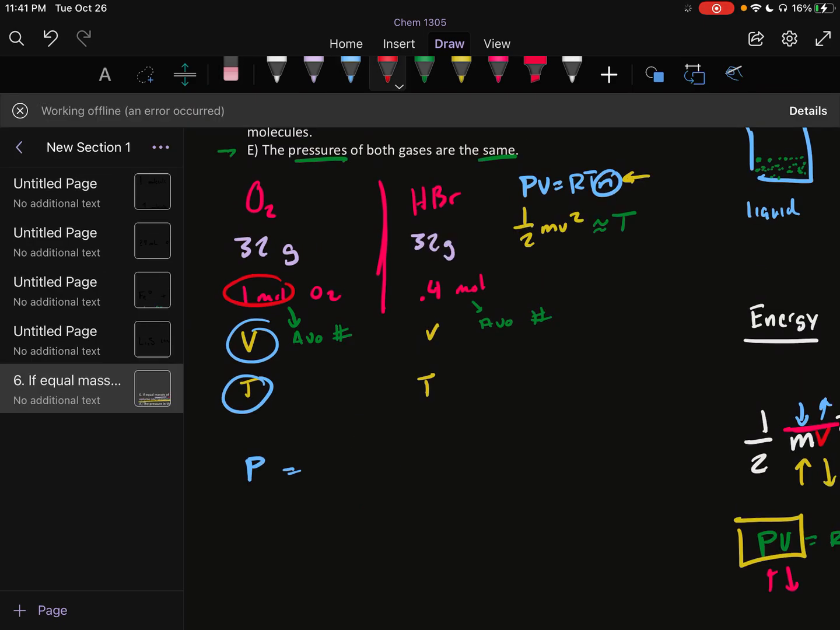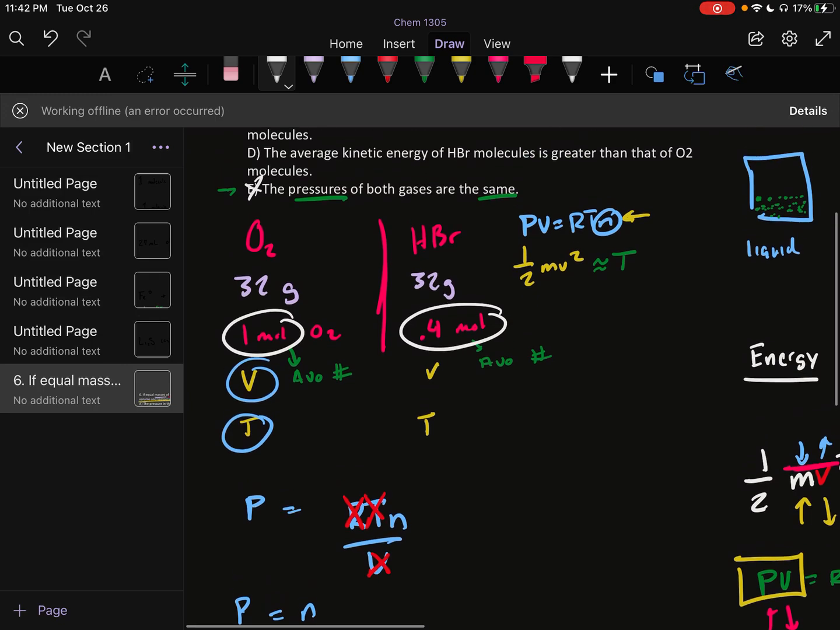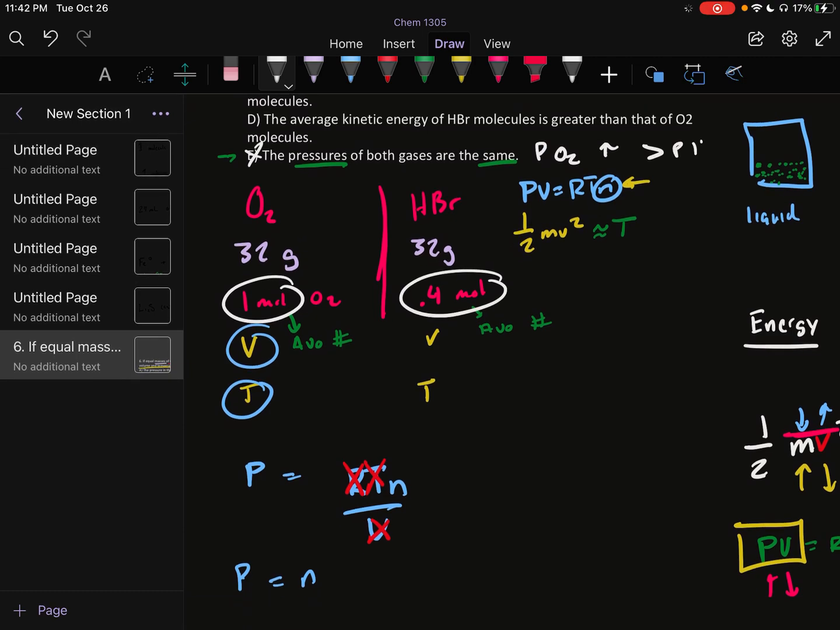And so we can see that by canceling, let me write that down again. We have nRT over V, right? And we can cancel, because these are going to be the same, that pressure is related to how many moles of gas there are. And we know that they're not equal. O2 has more moles of gas than HBr does. So we know that they're not going to be the same. We know that pressure of O2 has to be greater than the pressure of HBr.